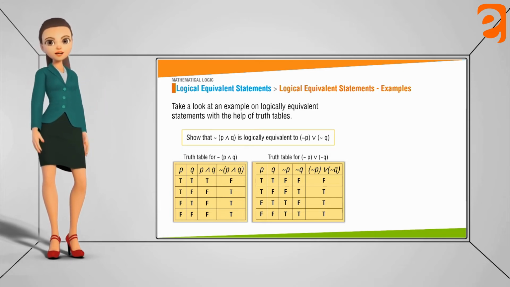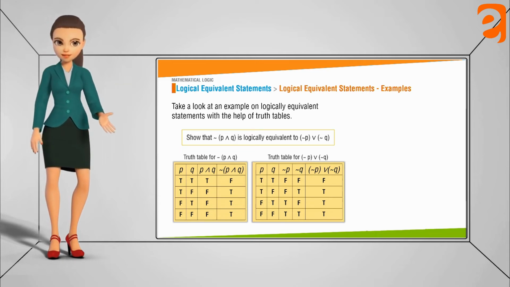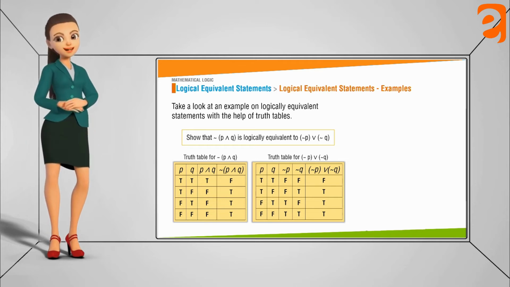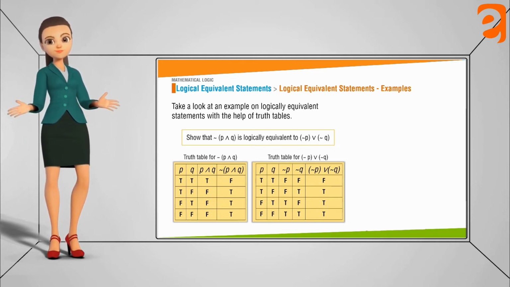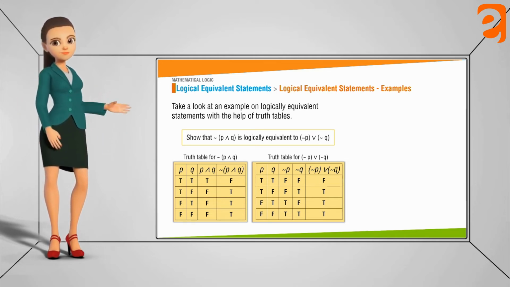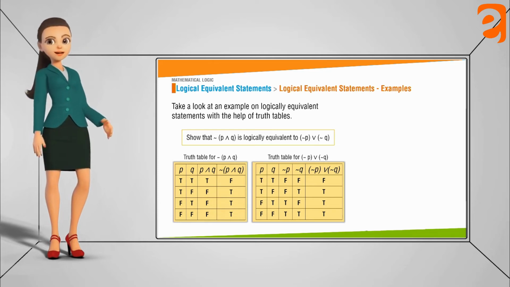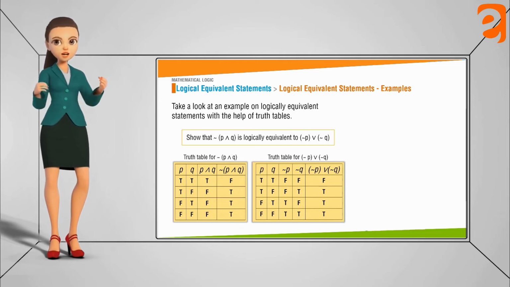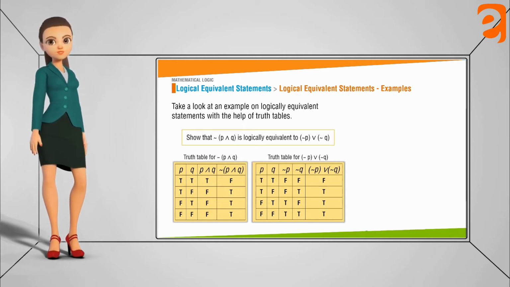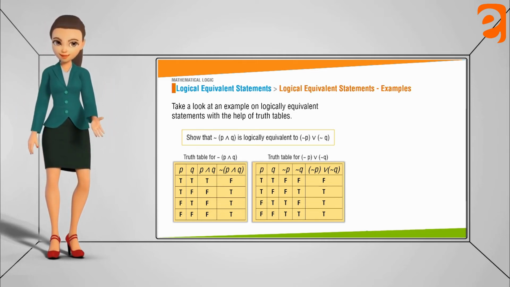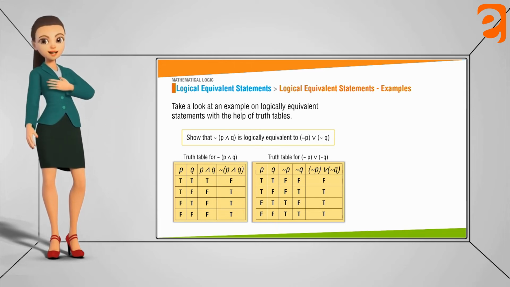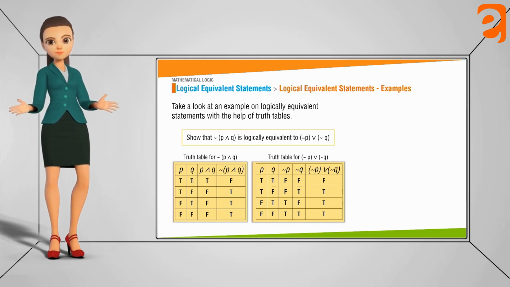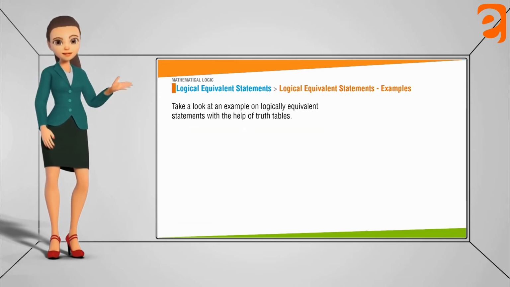Now look at the truth table for the other statement, not P or not Q. P and Q have different truth values. Depending on P and Q, not P and not Q have the opposite values of P and Q. Applying the rule for the disjunction, we find that this column has the same truth values as the truth table for the statement not (P and Q). So we can say that these two statements are logically equivalent.